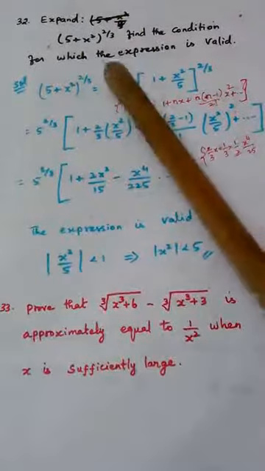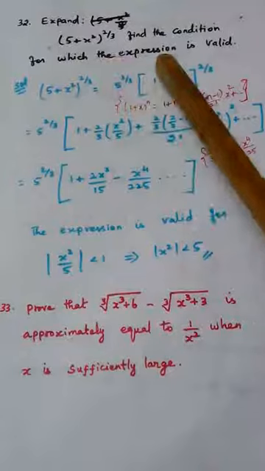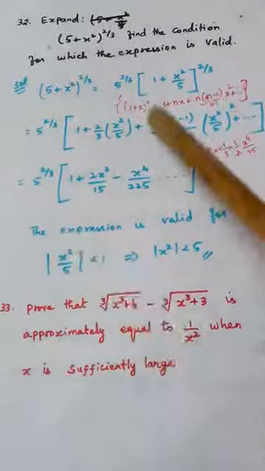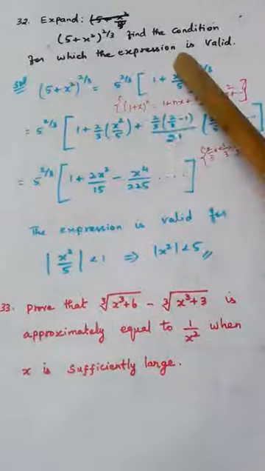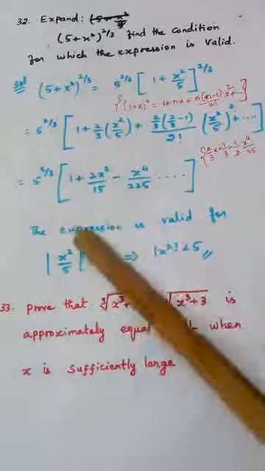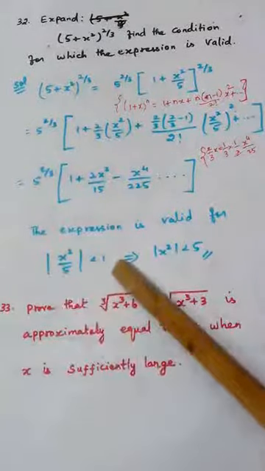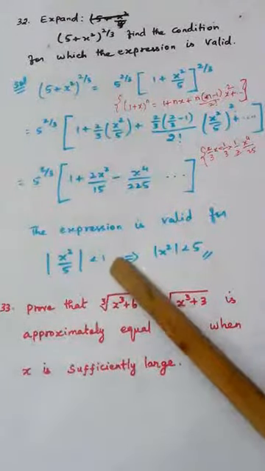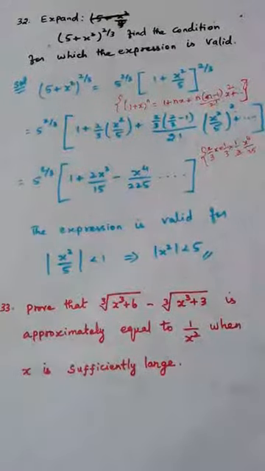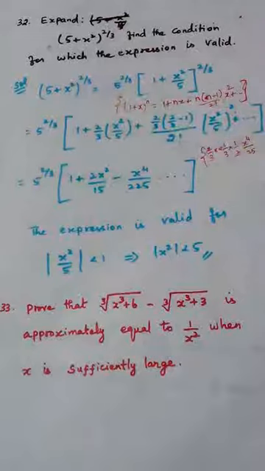The second question is: find the condition for which the expression is valid. This expression is valid only when the x value, that is, in place of x square by 5, the modulus should be lesser than 1. By cross multiplying we can say modulus x square should be lesser than 5 is the condition for expanding this expression. So 31 and 32 are almost the same type.